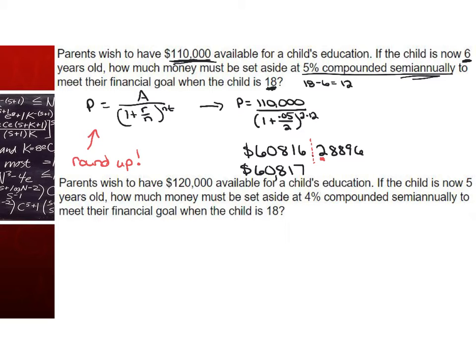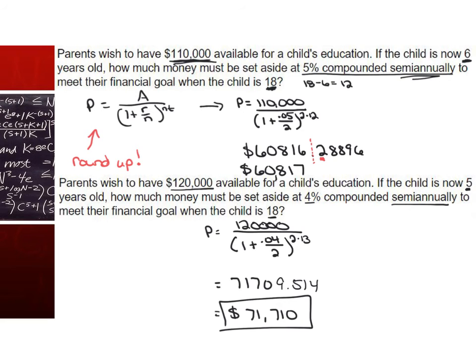Okay, so you try this and try to make sure you get the rounding right, for the parents who want $120,000 at 4% compounded semi-annually for their 5-year-old when that kid turns 18. Answer up in 5, 4, 3, 2, 1. Okay, so the parents need to save up $71,710 right now so that they can have $120,000 in 13 years.